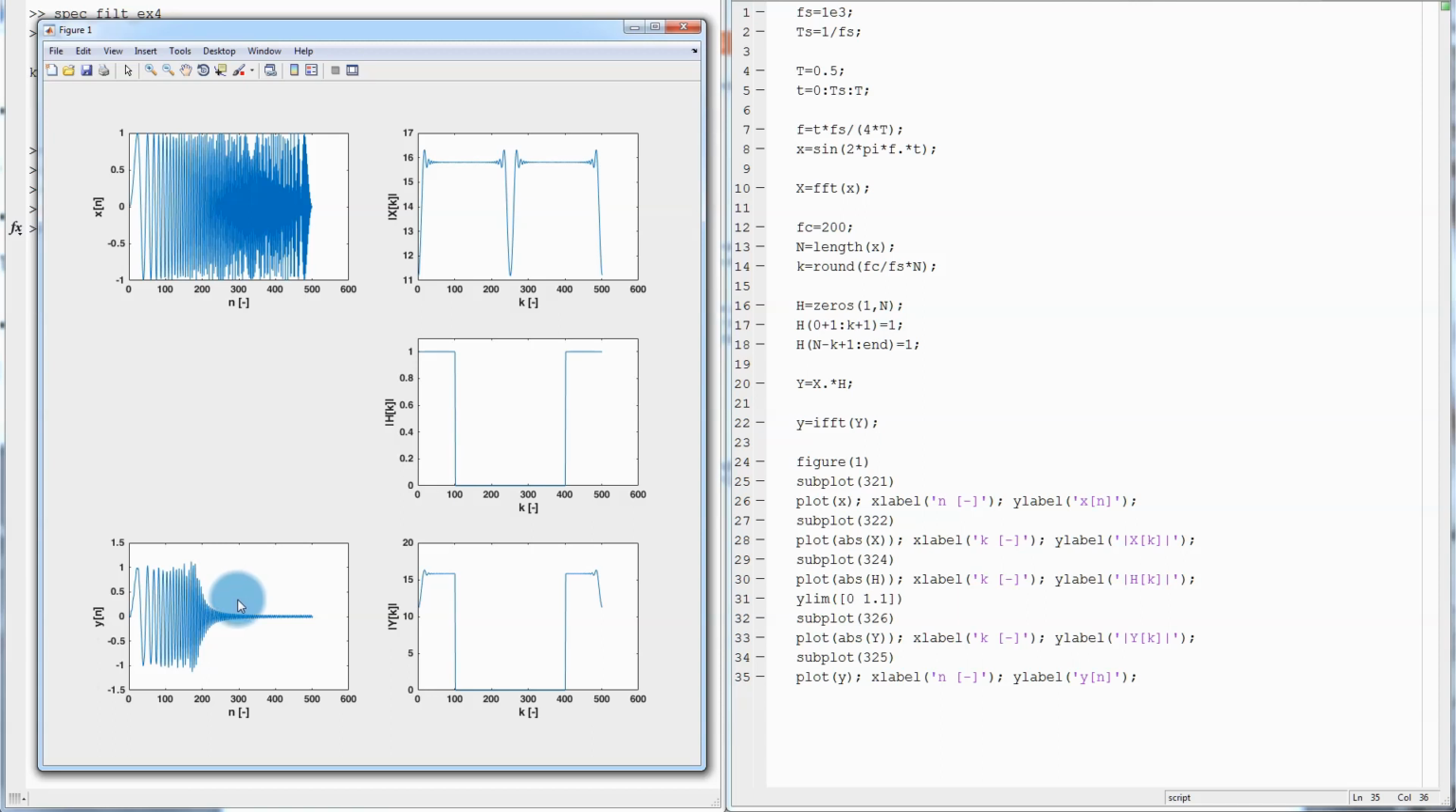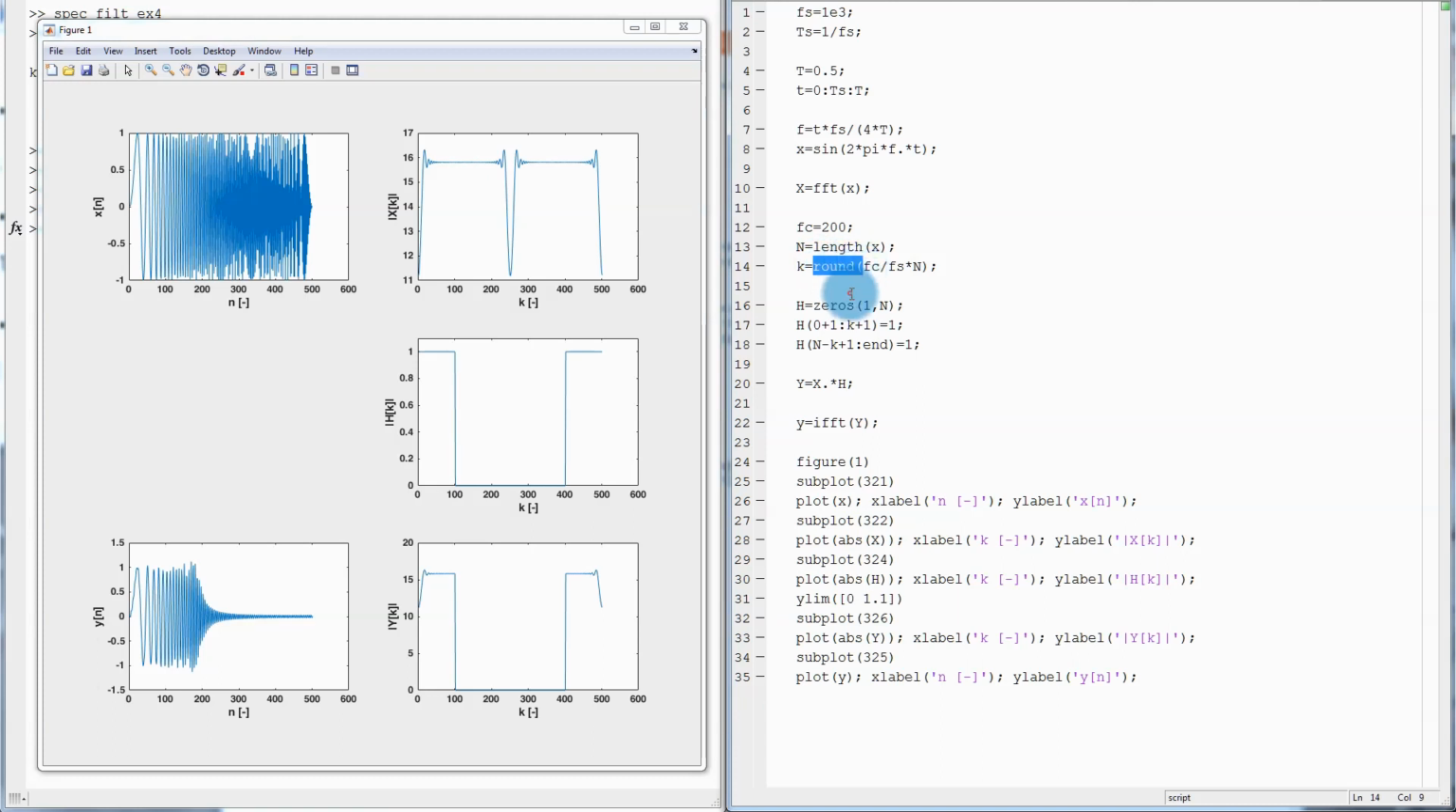A few important things to note. Do not forget about this rounding. Students tend to forget about this, then they end up with fractional k, and the rest of the stuff is just not going to work. At best, MATLAB is going to complain. The worst case scenario is just the complete failure of the filtering.